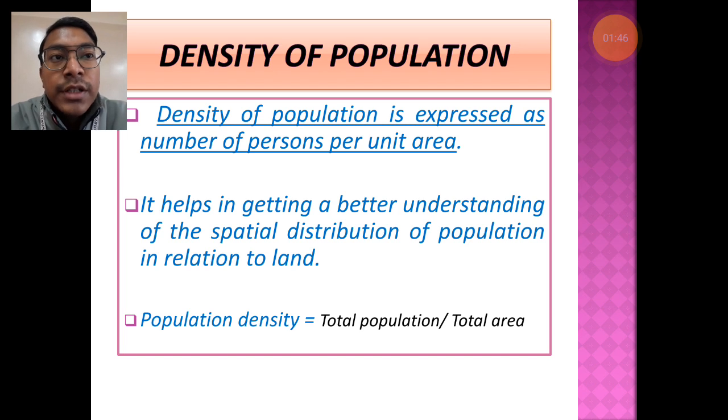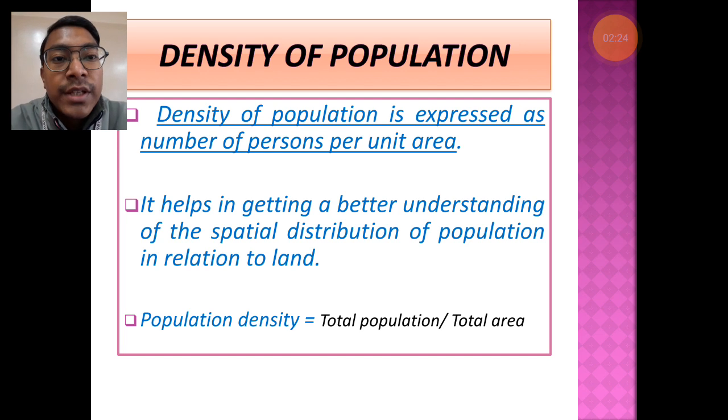In order to find out the density of population, we basically use a formula: the density of population is equal to total population divided by total area. So we will be getting the average number of persons per unit area, and that is the density. Suppose I want to find out the density of population of a particular place whose area is 10 square kilometer, and whose total population is 100. So I will be dividing 100, that is the total population, by total area, that is 10. So on an average I will be getting 10 persons per square kilometer. So that is the density of population.